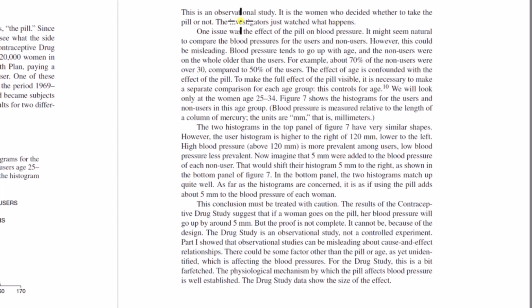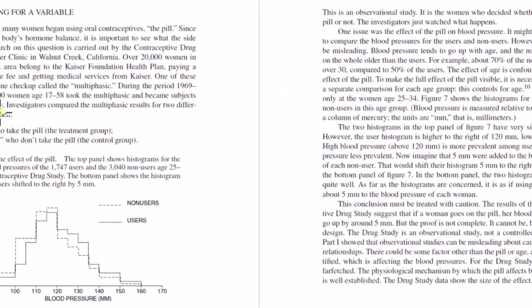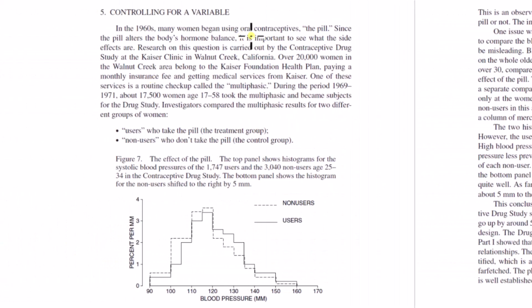What's the key feature that separates a controlled experiment from an observational study? In a controlled experiment, the experimentalists are deciding who is in the treatment group and who is in the control group. Well, for this scenario, if we look at this study here, the pill alters the body's hormone balance. So because of this, they want to study what the side effects of the pill are.